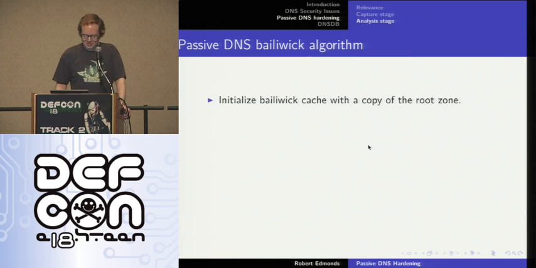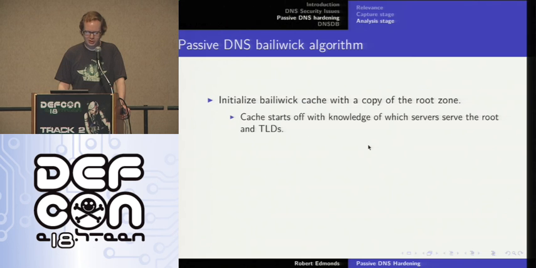So here's how the algorithm works. First, we allocate a whole bunch of memory that will be used to cache the name server and address records after they've been verified by the algorithm. We call this cache the bailiwick cache. And we initialize this cache using the entire root zone, which will give our algorithm knowledge of where the root and TLD name servers are, and thus it will know the bailiwicks of all the root and TLDs.